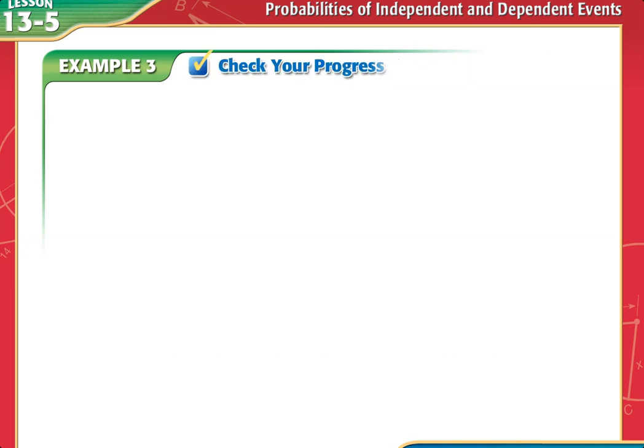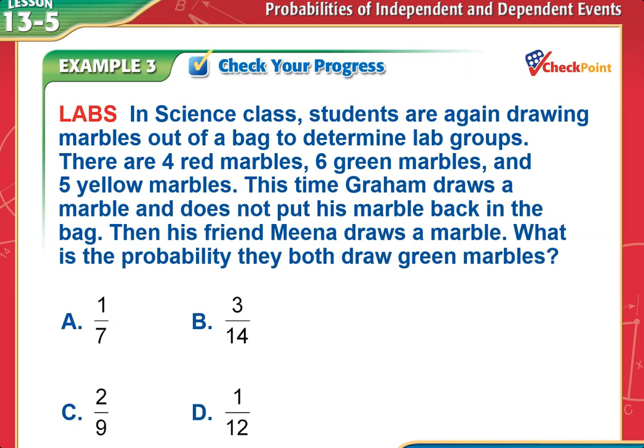Okay, check your progress. So here's your marbles: 4 red, 6 green, and 5 yellow. Go ahead and pause your video. What's the probability that both draw green marbles? Good. Now if you said 1/7, let's see how that is found.